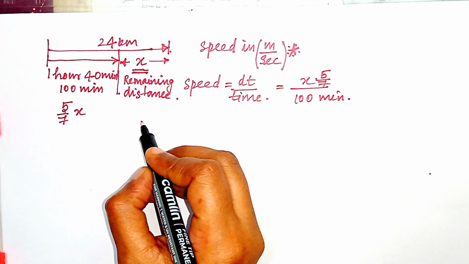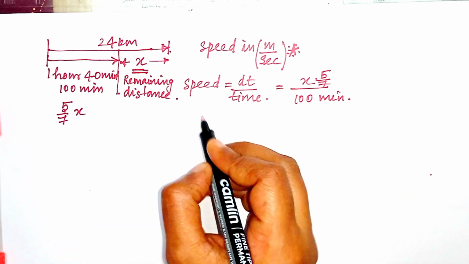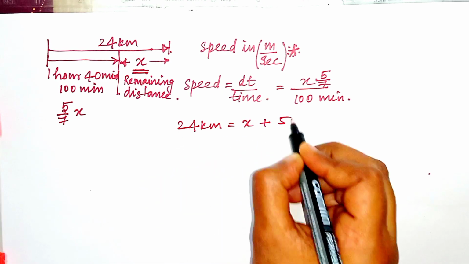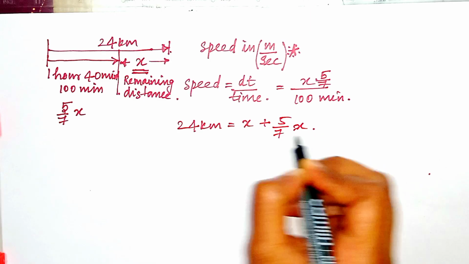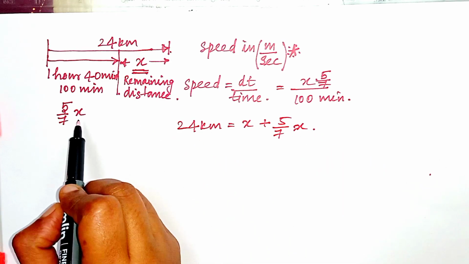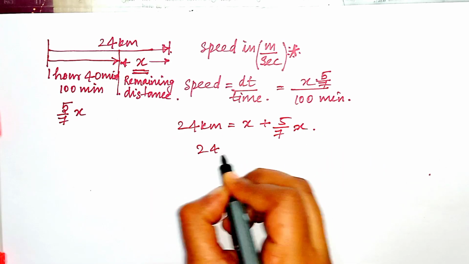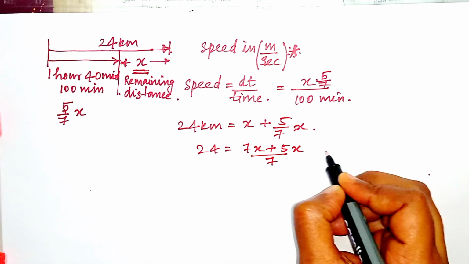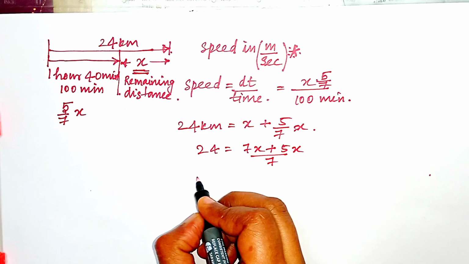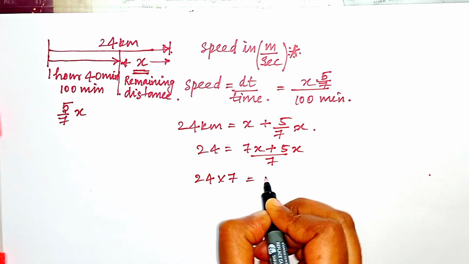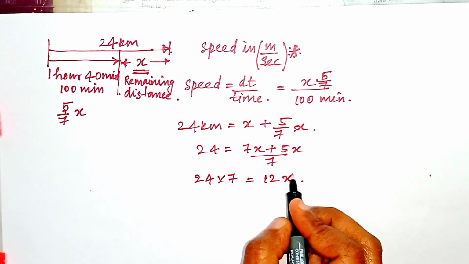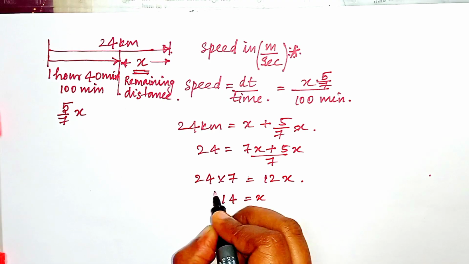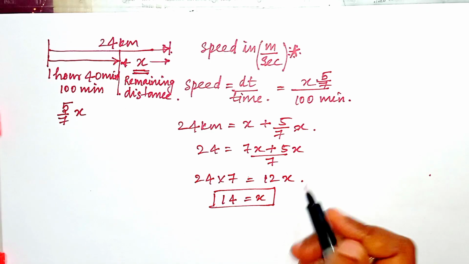So in order to find x, we know from the question given, 24 kilometer is equal to x plus 5 by 7 of x. x is the remaining distance, 5 by 7 x is the covered distance, which should give 7x plus 5x by 7. 24 into 7 equal to 12x. 12 2s are 24. So 14 is equal to x. So x is 14 kilometer.